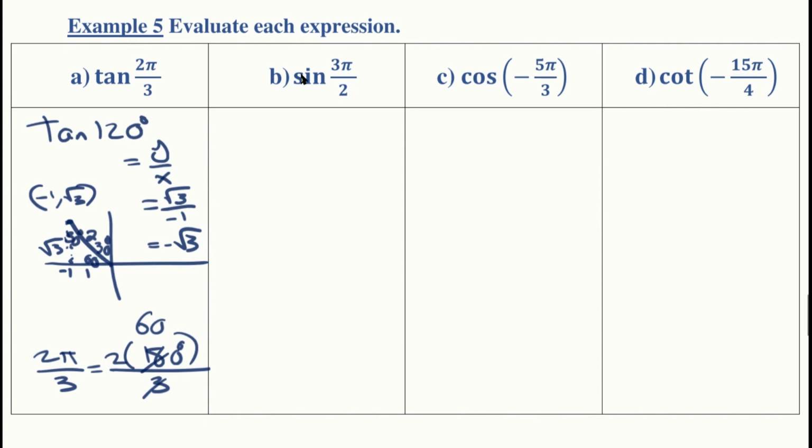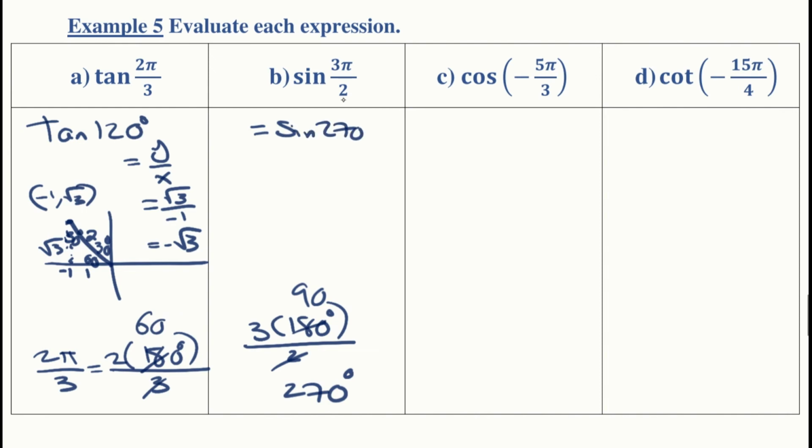All right, so next we have sine of 3 pi over 2. Now if we do a quick conversion, we have 3 times 180 degrees over 2. Notice that 2 goes into 180 90 times, right? So basically we're looking at a 270 degree angle. So basically that becomes sine of 270 degrees.